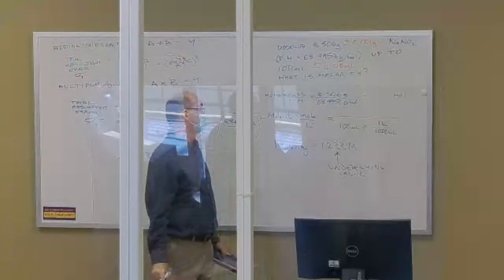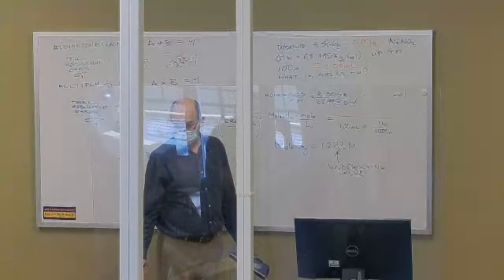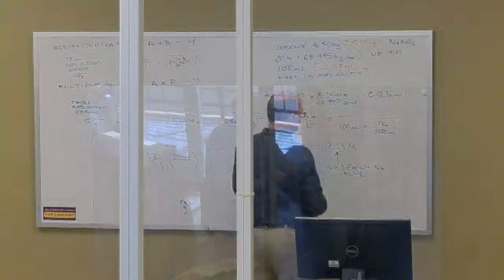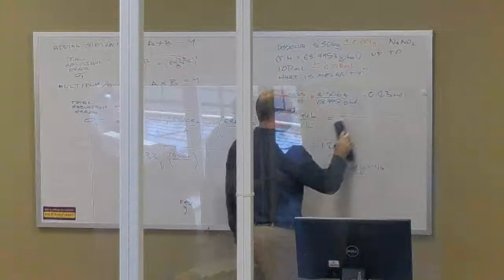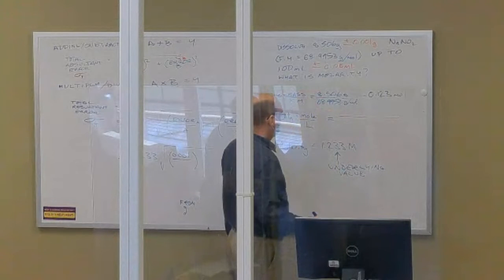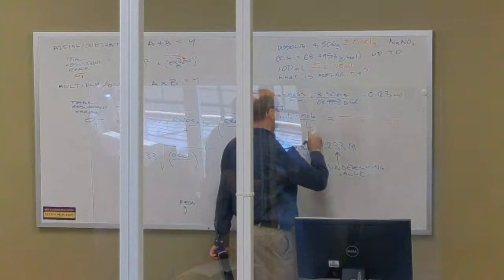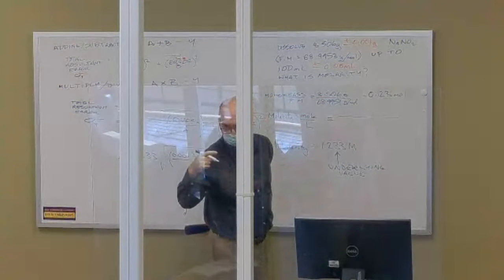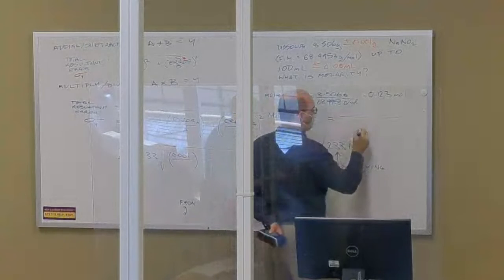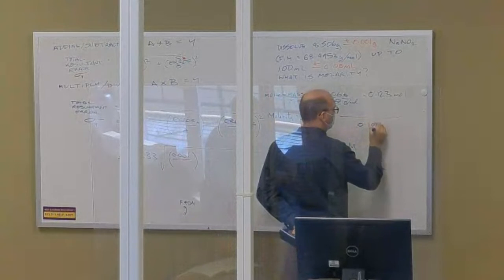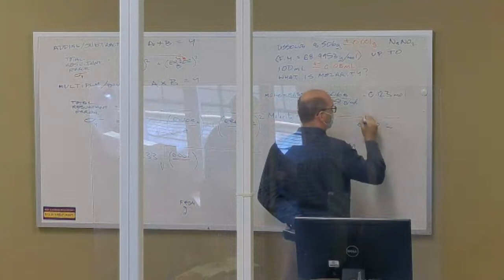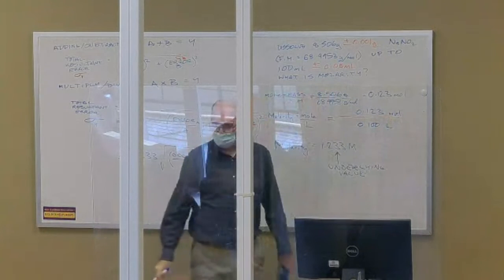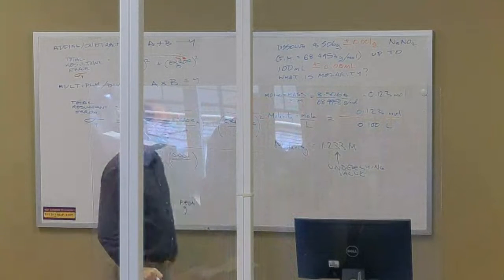What is that? 0.123. Okay. And then if I take the volume, the liters is milliliters times the conversion factor, I would find that that was 1 liter. And this is 0.12. That's your last action.